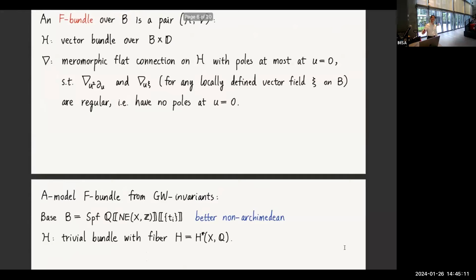It's better to consider the non-Archimedean version of this, which already appeared in Maxim's talk. He explained that for this direction, we are taking the preimage of the ample cone, and for that direction, we are taking analytic polydisks, open unit polydisks.